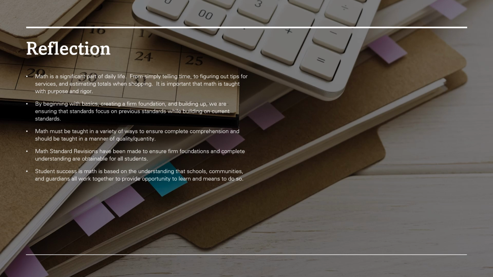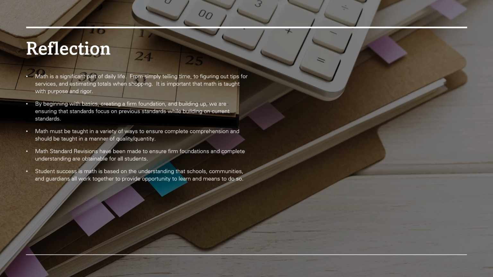Math must be taught in a variety of ways to ensure complete comprehension and should be taught in a manner of quality over quantity. Math standard revisions have been made to ensure firm foundations and complete understanding are obtainable for all students. Student success in math is based on the understanding that schools, communities, and guardians all work together to provide opportunity to learn and the means to do so.